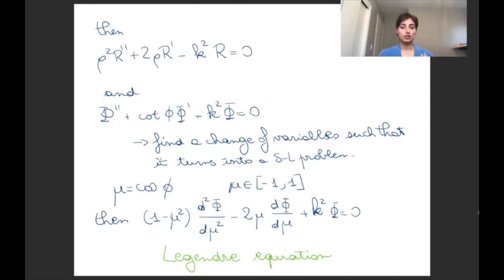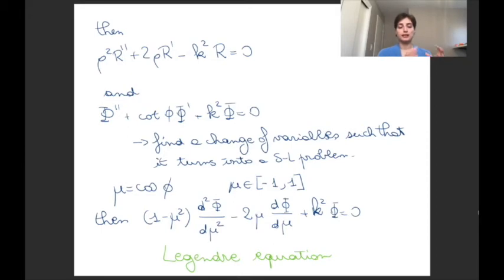We want to find a change of variables on top of the change of variables that we already did, such that one of the two turns into a Sturm-Liouville problem. We're actually going to concentrate on the second one, and we want to find a change of variables such that it is a Sturm-Liouville problem. What do we need? Well, we have part of the usual structure of the Sturm-Liouville problem. We have psi multiplied by k squared. K squared is our eigenvalue. And then we have psi second plus something times psi prime. So the structure is roughly there.